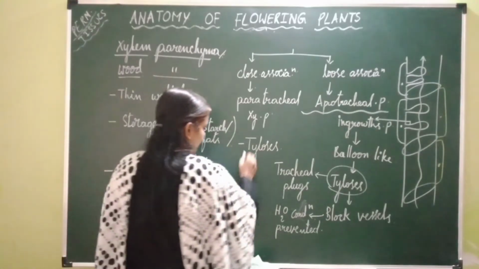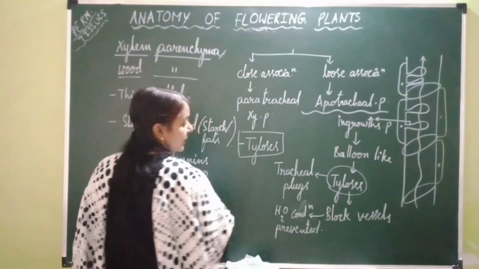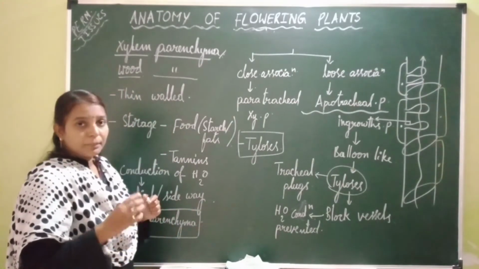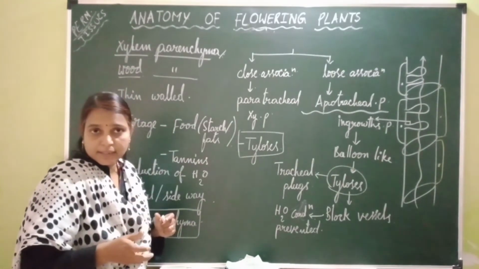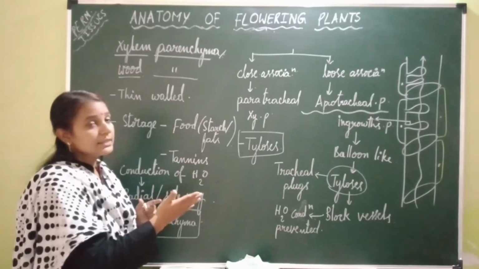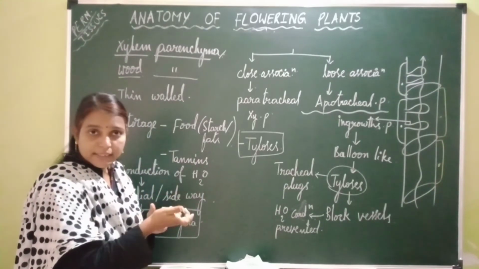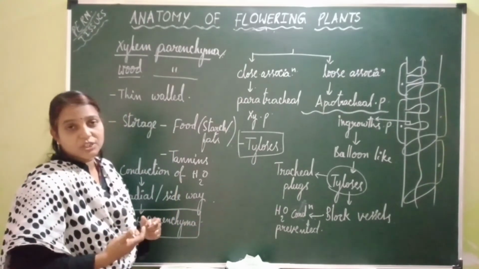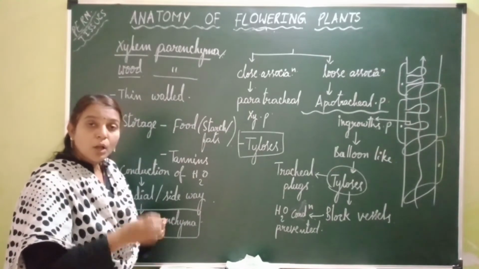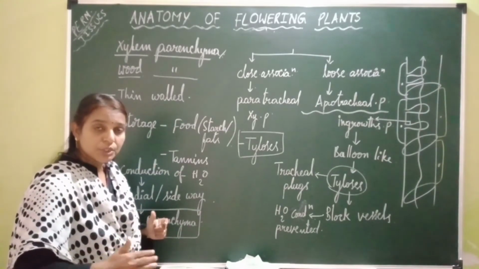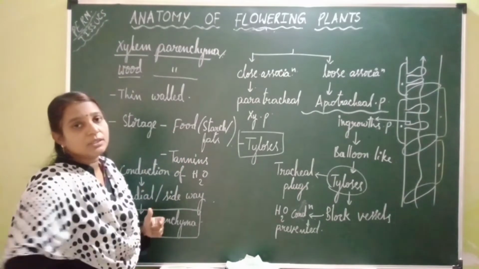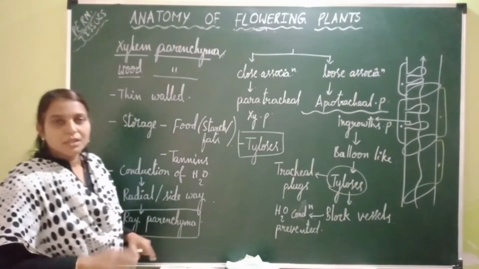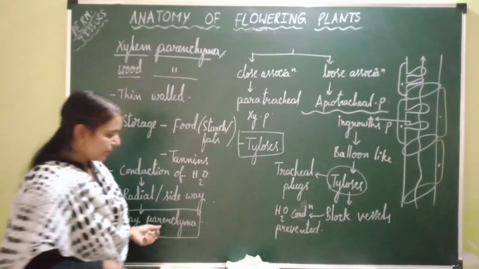This xylem parenchyma forms tyloses in case of old wood. When the wood becomes older, the xylem parenchymatous cells which are associated with the vessels protrude into vessels in the form of ingrowths. These ingrowths give a balloon-like appearance and are called tyloses, and these tyloses block the vessels, due to which movement of water through these vessels is prevented, and hence these tyloses are also called tracheal plugs. So this is about xylem parenchyma or wood parenchyma.